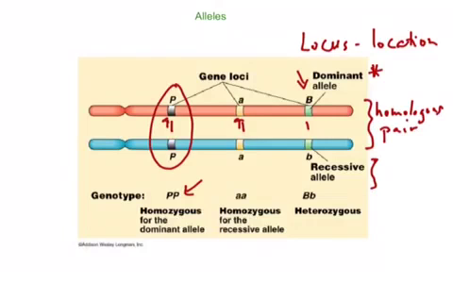So you could be homozygous dominant, so you carry two copies of the dominant allele, as in here. You could be homozygous recessive, you carry two copies of the recessive allele, or you could be heterozygous, where you carry one copy of the dominant allele and one copy of the recessive allele.